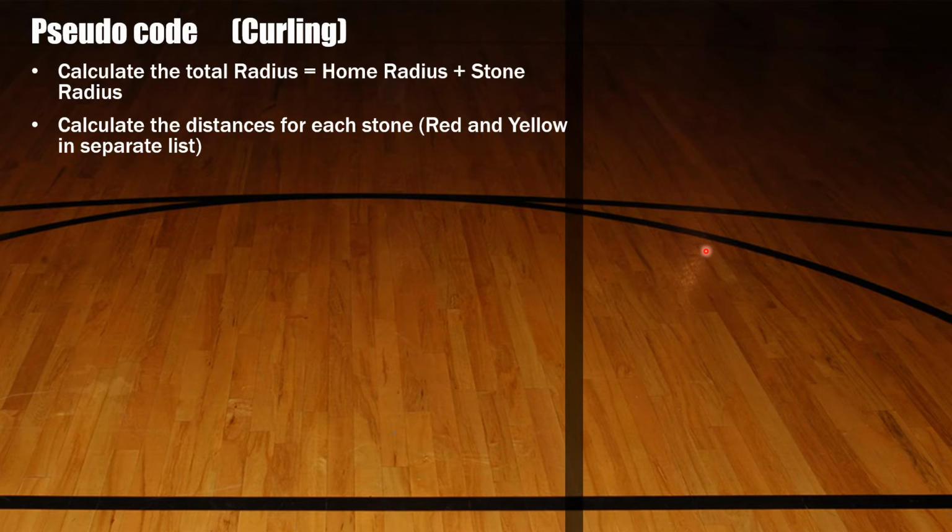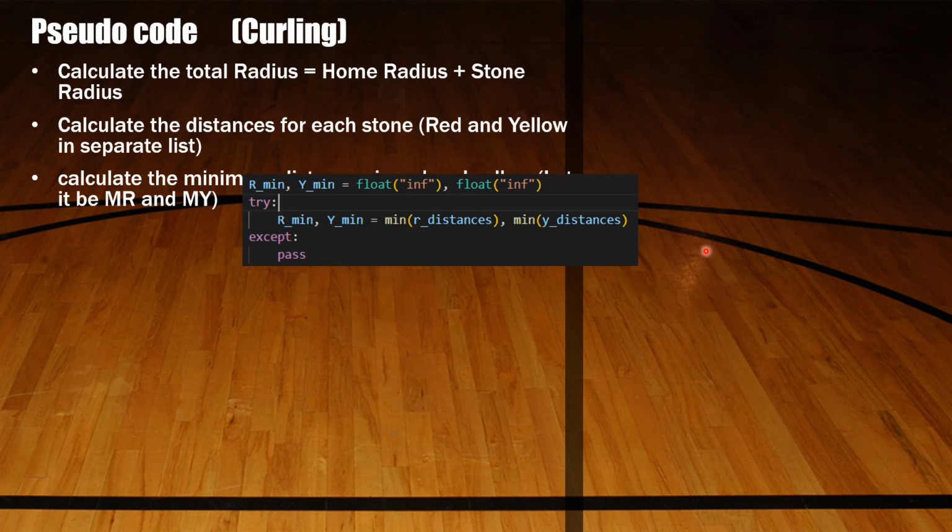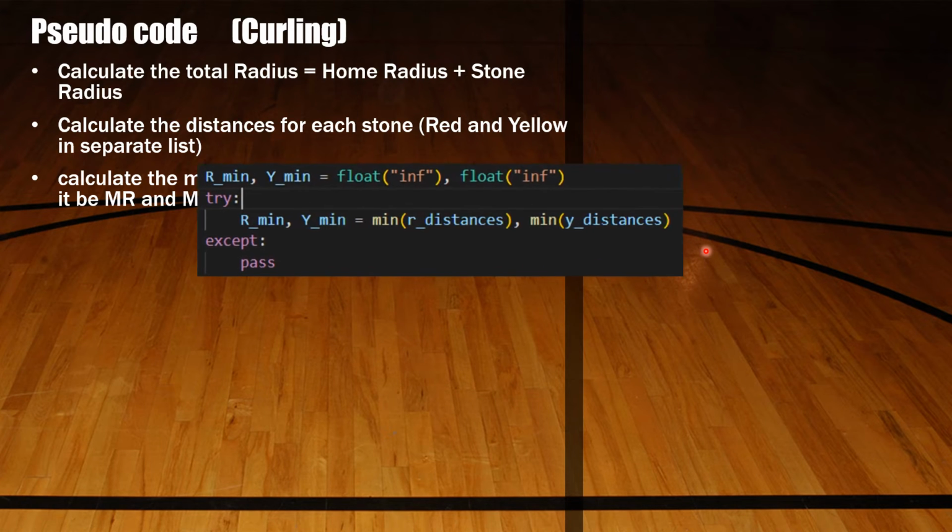After this you have to find the minimum distance, because we have to find the stone which is closer to the center, right? We have to do it for the red stones and the yellow stones. Apart from those stones, you have to ignore all the other stones, the second minimum, third minimum. We are considering only the first minimum distance. That's why we are considering this particular minimum distance. And this is the syntax for that.